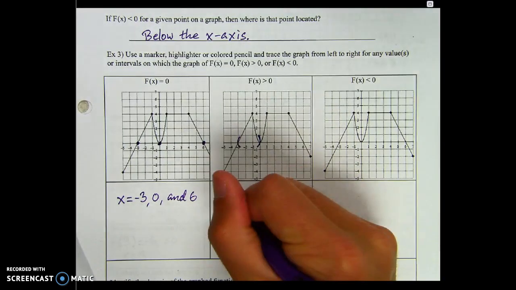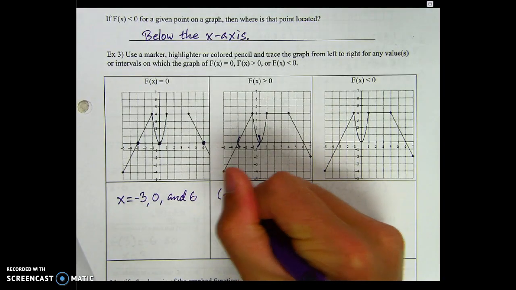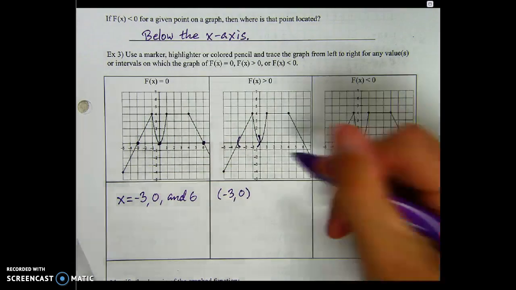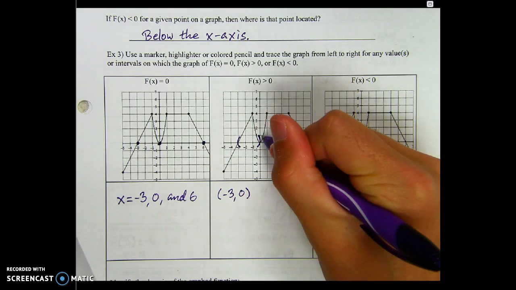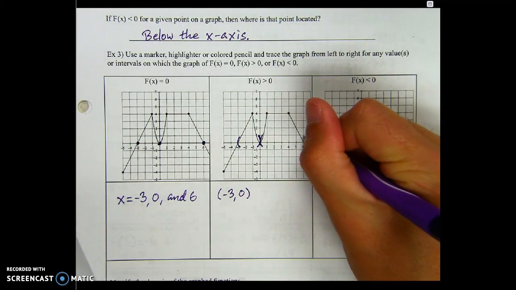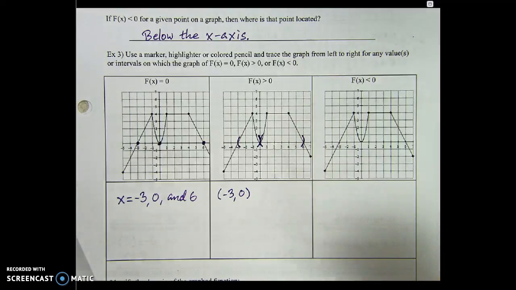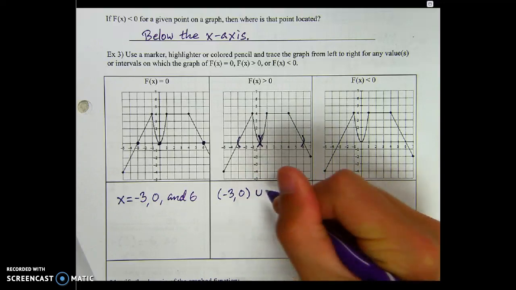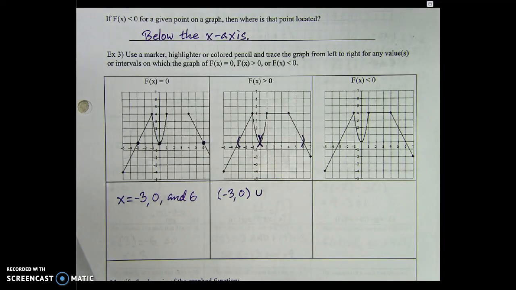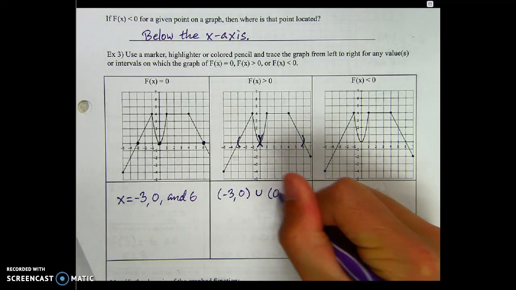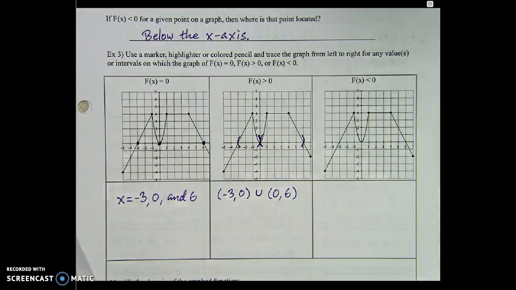So really that means that we have the interval using open interval notation, -3 to 0, but also we are still above the x-axis on the interval starting back at 0, but not including 0, and ending at 6. Okay, so we use our union notation, the interval -3 to 0, union the open interval 0 to 6.